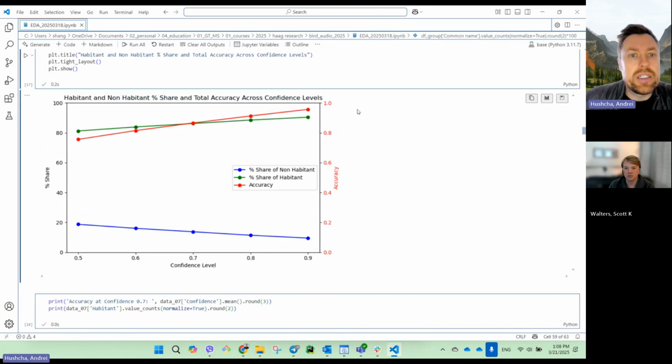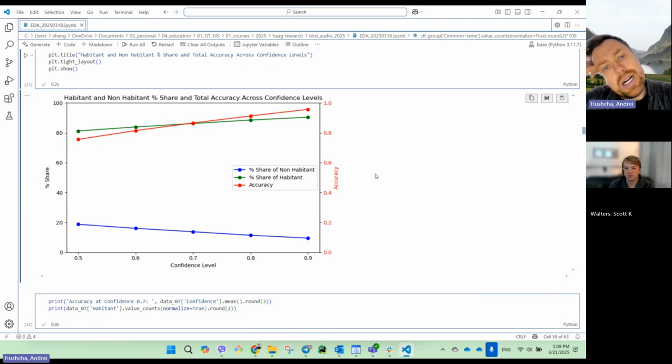Here are some numbers and plots, and right here is the decision-making plot. The red line is the accuracy across confidence levels, but in fact it is the mean average for all confidence levels. Let's say at 0.5 the average across all confidence levels is around 70.76, and the share of habitants is a little bit higher, around 80, 81, 82, and around 19 for non-habitants.